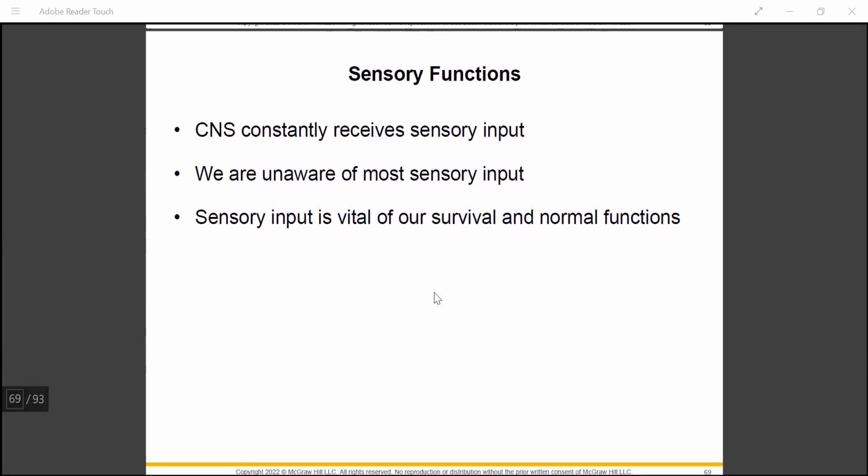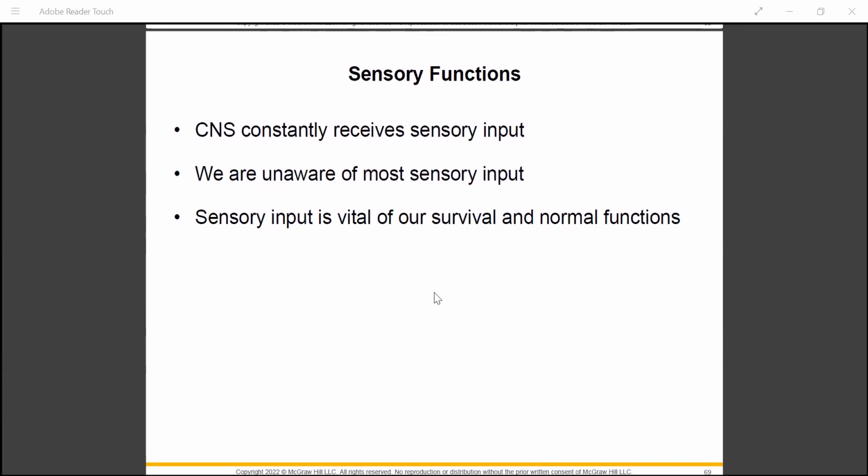So our central nervous system is constantly receiving sensory input. Our sensory receptors are programmed to detect. They're not programmed to interpret. They're not programmed to ignore unimportant things. Their job is just to get the information and send it up.